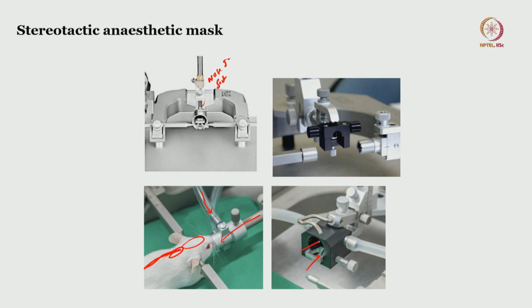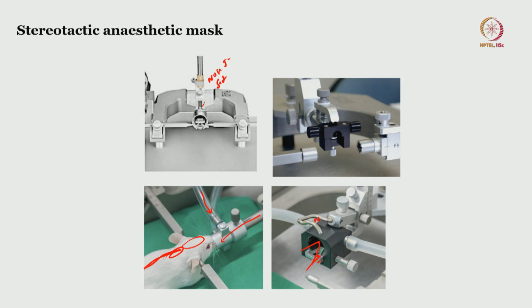So, this is where the nose goes, and then the nose bar and the jaw bar are used for rigid fixation. This is another modification which is generally recommended for all your neural experiments, to use the stereotactic anesthetic mask, which does not take up extra space. Not only that, it gives very good maintenance of the anesthesia throughout the procedure.